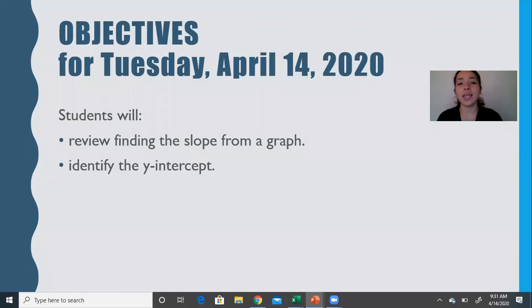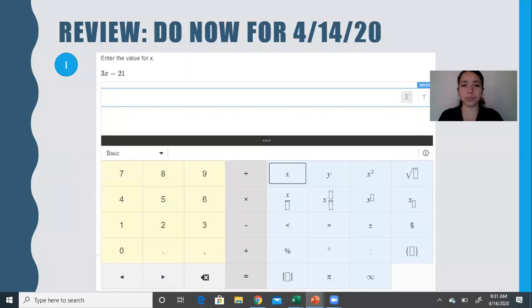So the objectives for today, Tuesday, April 14th, 2020, are that you will review finding the slope from a graph. I know we worked on that from last session. We're just doing a review today. And then identify the Y-intercept.